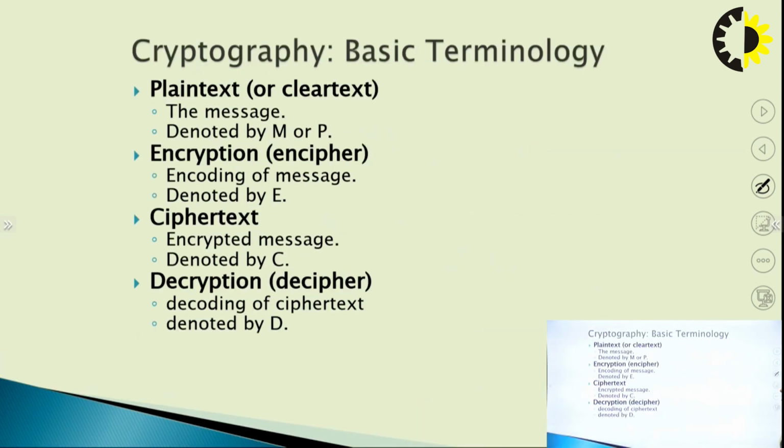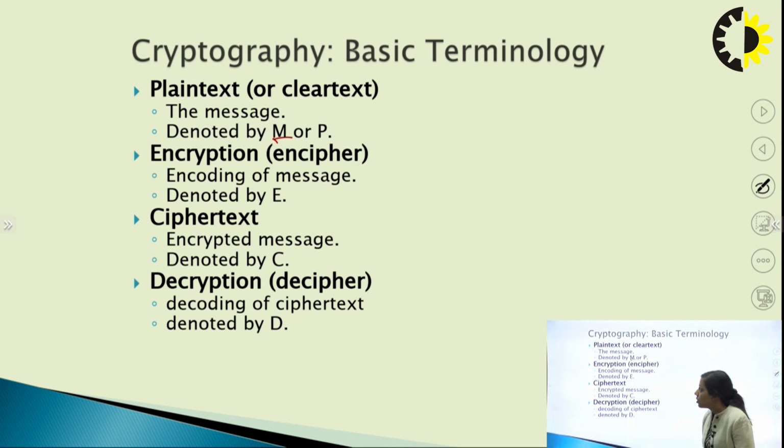Next, these are the basic terminology we are going to discuss in cryptography. Whatever process we apply, all these terms will be used in it. The first one is plain text or clear text. It is denoted by P or M. Whatever information, message, or data we are sending is called plain text. For example, if we send a message, we denote it as M or P.